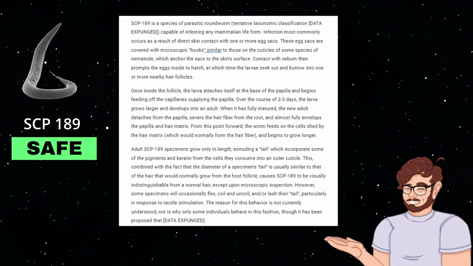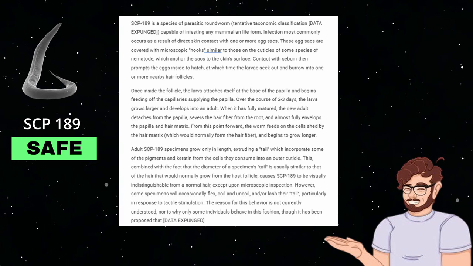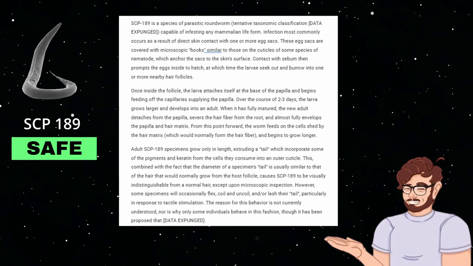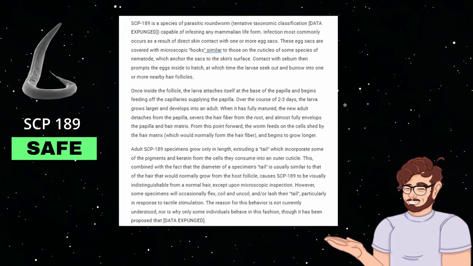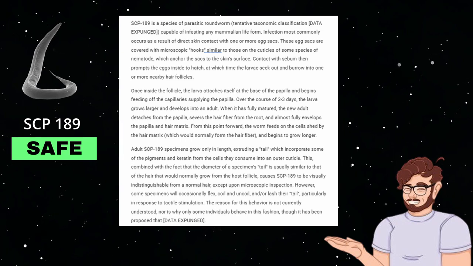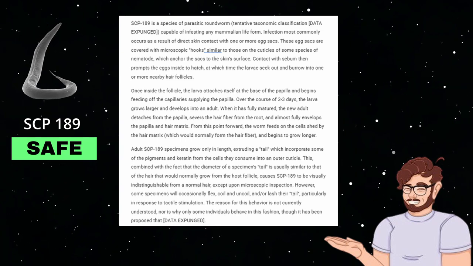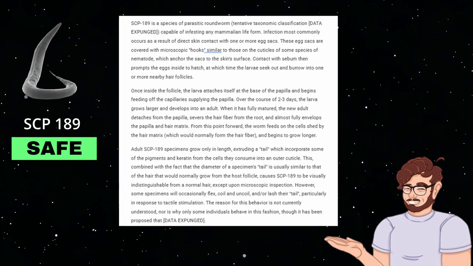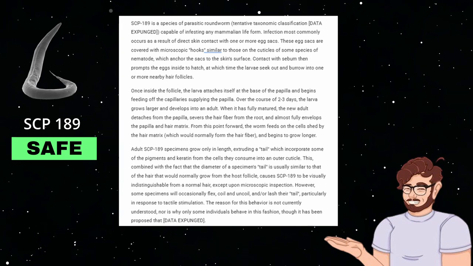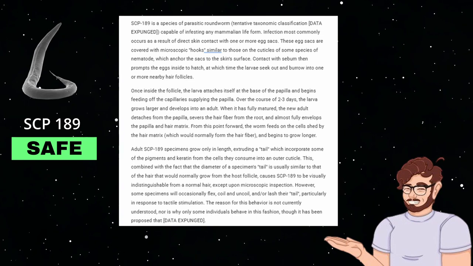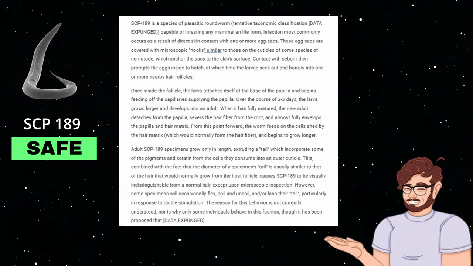Once inside the follicle, the larva attaches itself at the base of the papilla and begins feeding off the capillaries supplying the papilla. Over the course of 2 to 3 days, the larva grows larger and develops into an adult. When it is fully matured, the new adult detaches from the papilla, severs the hair fiber from the root, and almost fully envelops the papilla and hair matrix. From this point forward, the worm feeds on the cells shed by the hair matrix, which would normally form the hair fiber, and begins to grow longer.